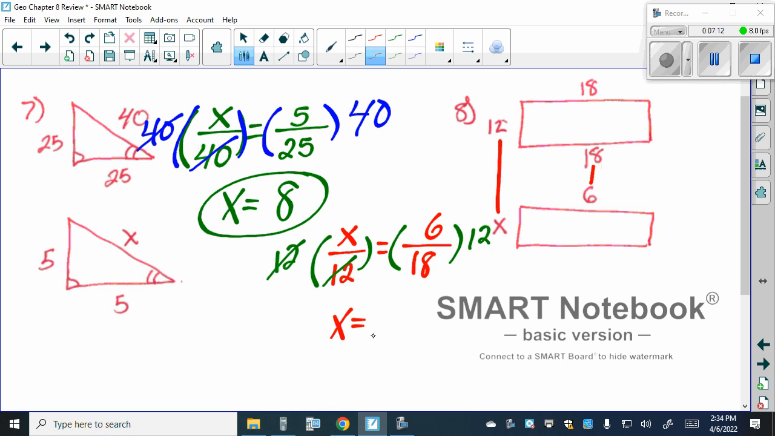Now at this point, again, we could plug all this into the calculator. We can plug 6 over 18 times 12 and get 4. And that's it. That's all we have to do for these here. Any other questions on 6 or 5 through 9? We ready to move on? Okay.